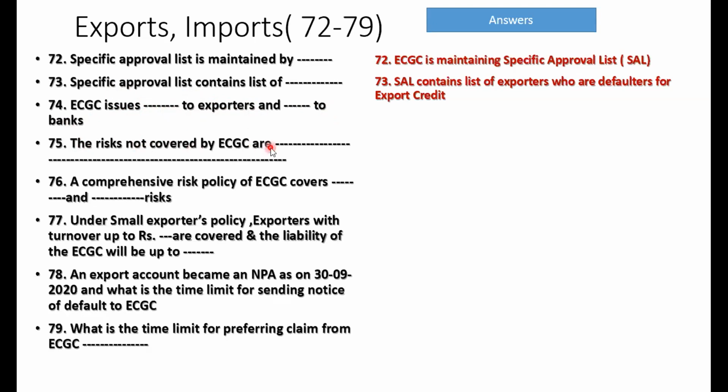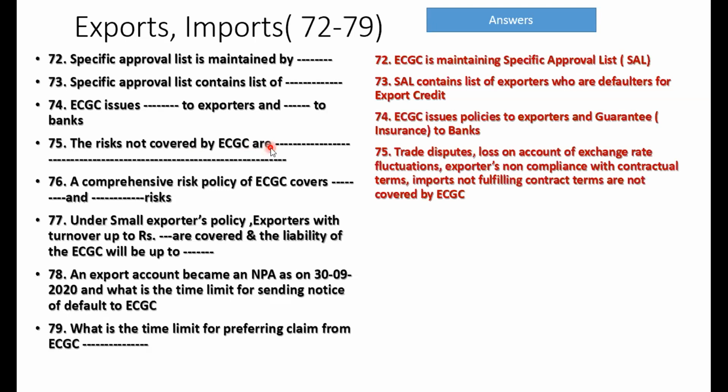The risks not covered by ECGC, they will give a list. Trade disputes are not covered. Exchange rate fluctuations are not covered. Any contractual omissions by the exporter are not covered. Supposing he has to ship by 10th April, they will give a question very carefully. You have to understand. Supposing the exporter has to ship before 10/5, and he has shipped on 12/5.